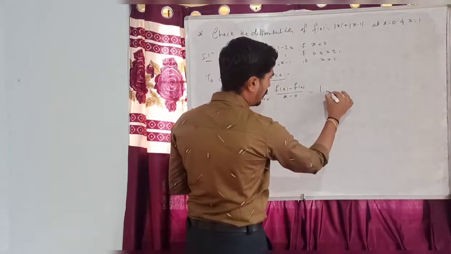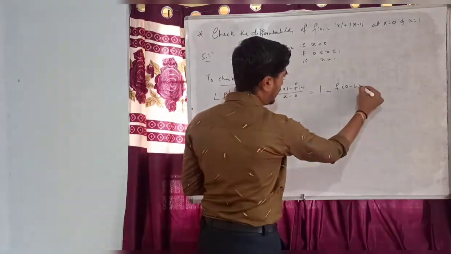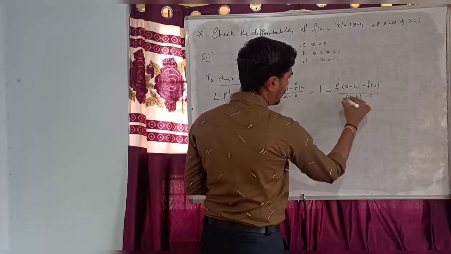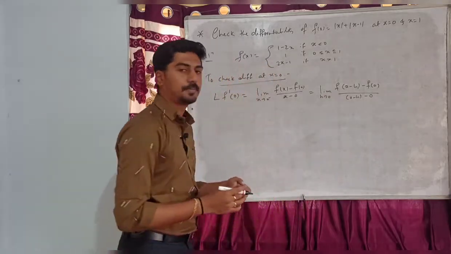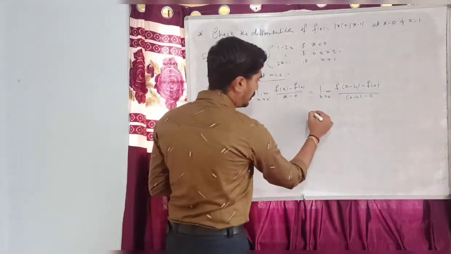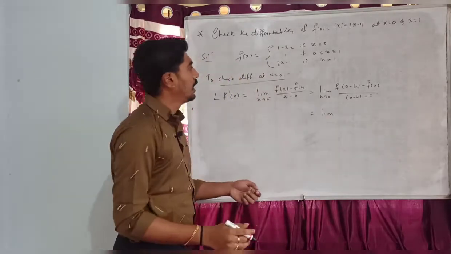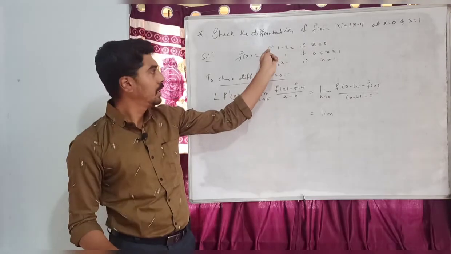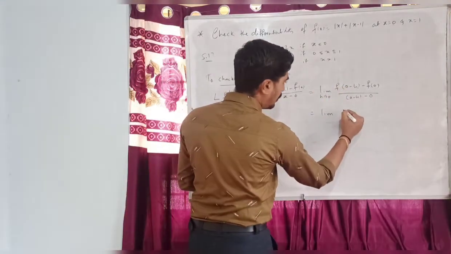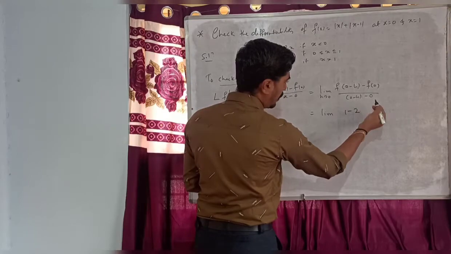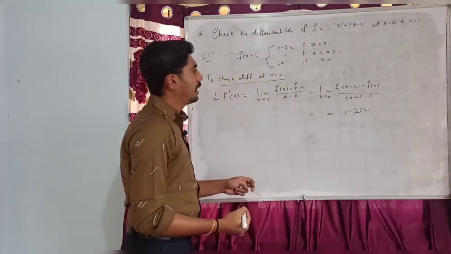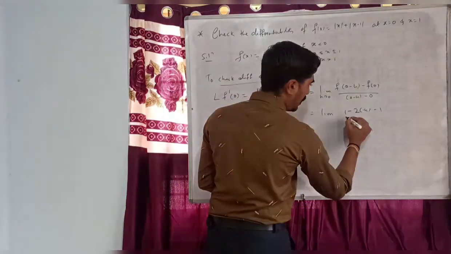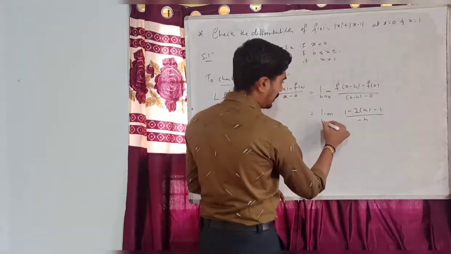This is equal to limit of f of 0 minus h minus f of 0 whole divided by 0 minus h minus 0 as h tends to 0. And this is equal to limit of, for any value less than 0, the function is defined as 1 minus 2x. So this is equal to 1 minus 2 into minus h minus f of 0 is defined as 1 minus 1 whole divided by minus h as h tends to 0.